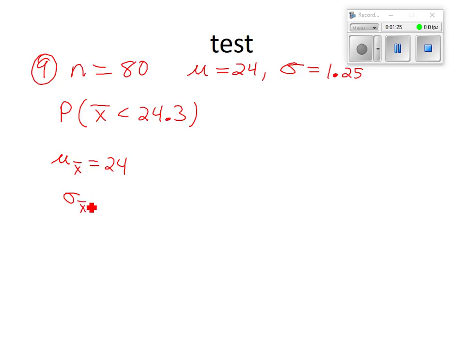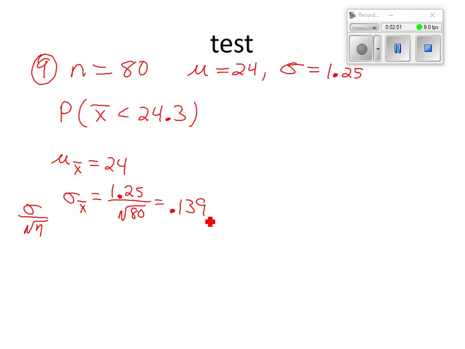Standard deviation of the sample means, or the 1.25 divided by the square root of 80. Remember, it's the standard deviation of the population divided by square root of n. We're going to use this formula again today, so that's part of what you're going to learn today. This time n was 80. Somebody do that for me real quick. Point what? 9.